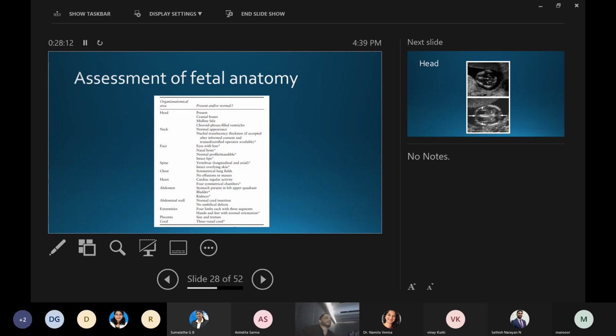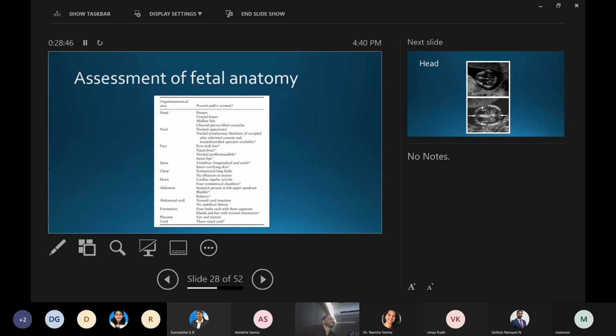And the fetal face, we look for eyes and we look for the lens in the eyes, the nasal bone, the normal profile. We look for mandible, micrognathia, retrognathia, all those things, whether the lips are intact or there are clefts, all those things. Then the spine, the vertebrae should be seen in longitudinal and axial, minimum two planes. If coronal is seen, well and good. The skin over the spine should be seen for intactness or if there is any defect in the skin.